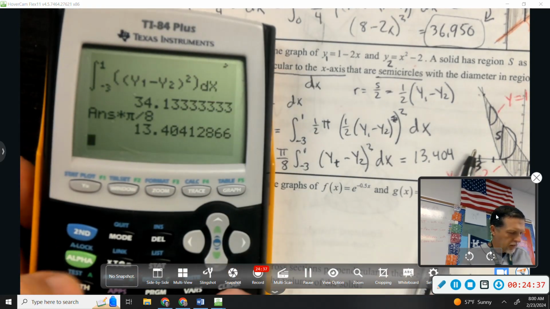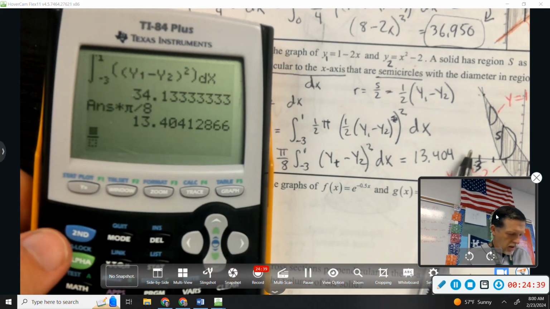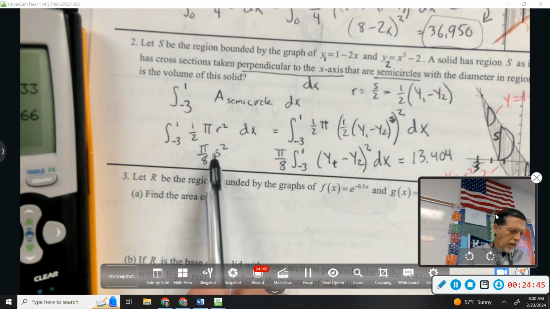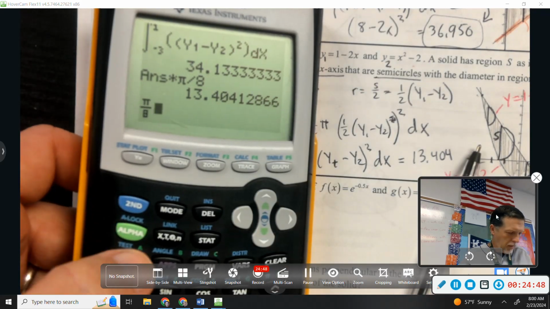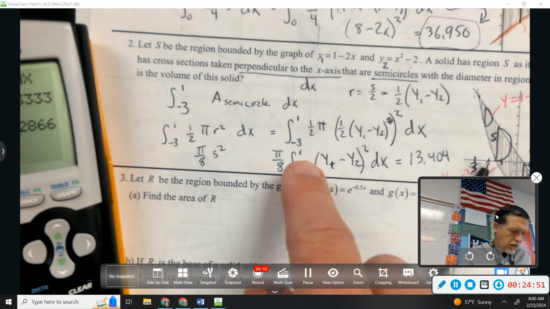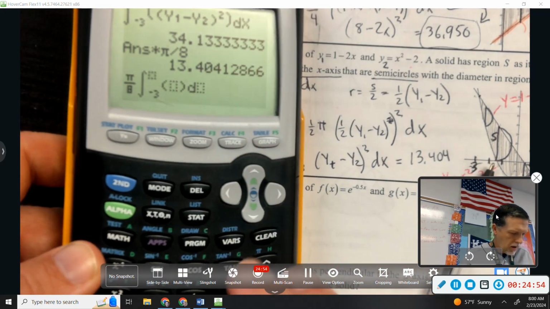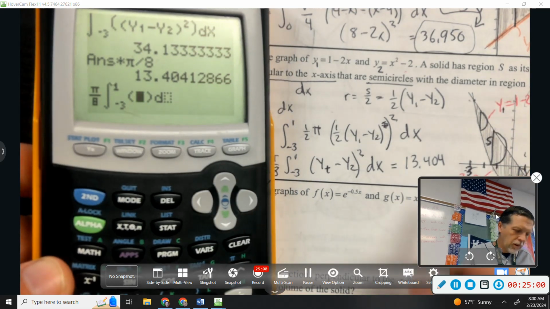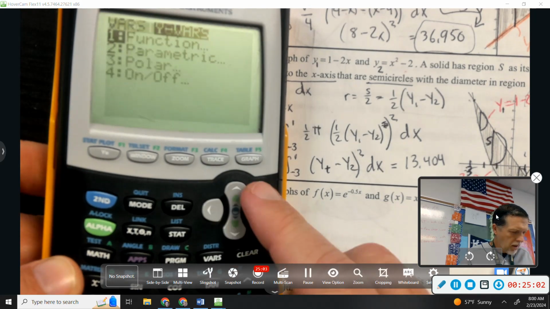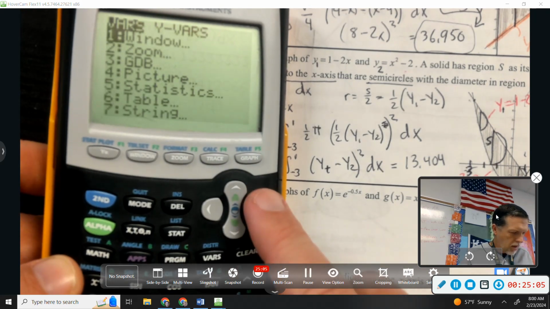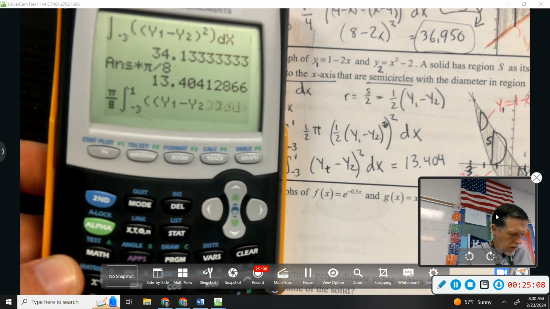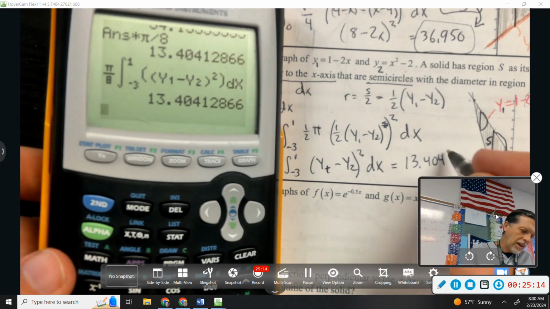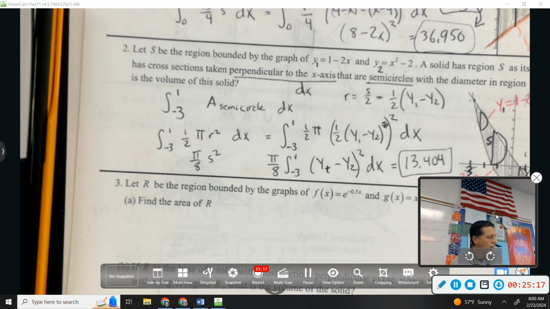Back up. Start over. So, pi over 8. Pi over 8 times s squared. So, Math 9. -3 to 1. Yeah, it's y1 minus y2 squared dx. All right, I got the same thing again, so I'm going with 13.404. I don't know what happened on the previous one.